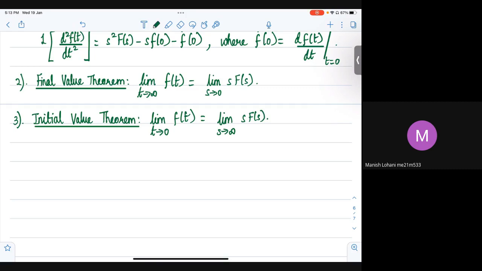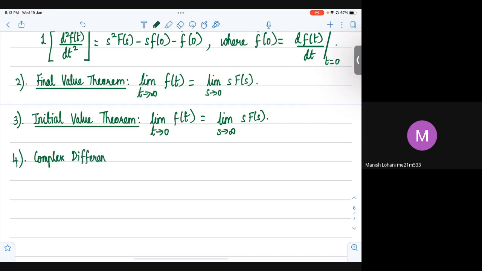In a certain sense, they are complementary to each other. That is what is called the initial value theorem. As the name indicates, we want to find the initial value of a function or a signal. That's when this is used.